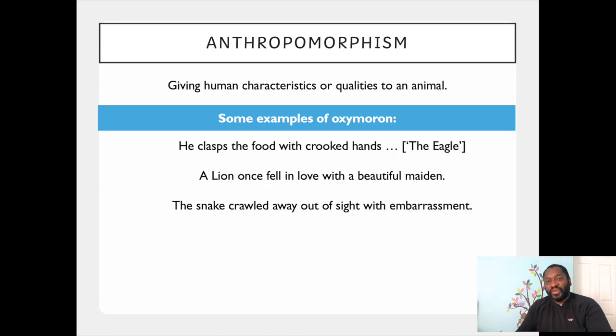Another technique you could use in your poetry is anthropomorphism. Anthropomorphism is when you give human characteristics to an animal. It connects us to the animal as it's being described as something we would describe, which sometimes creates sympathy towards it.